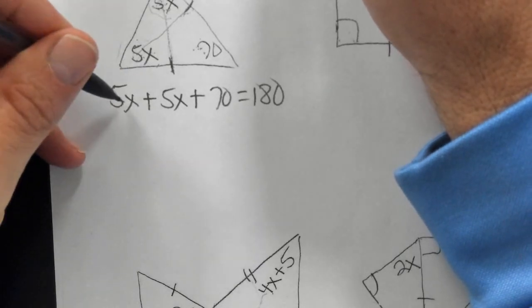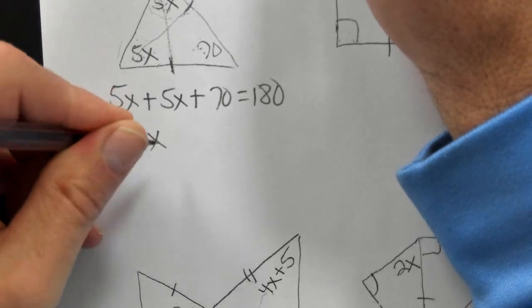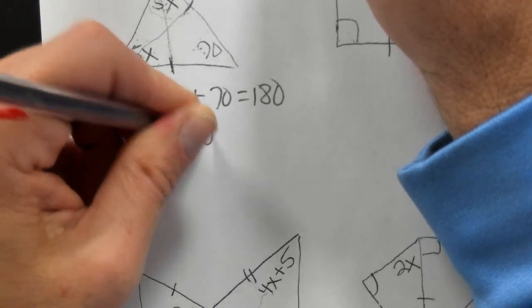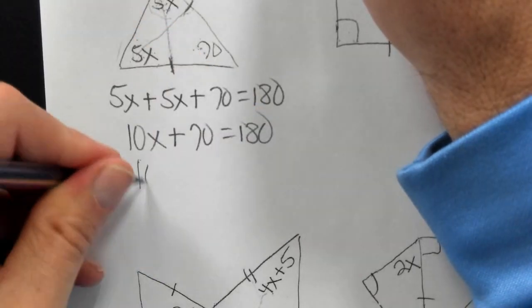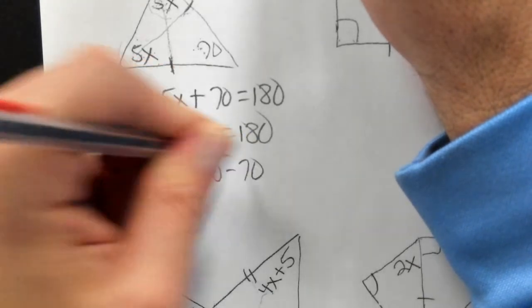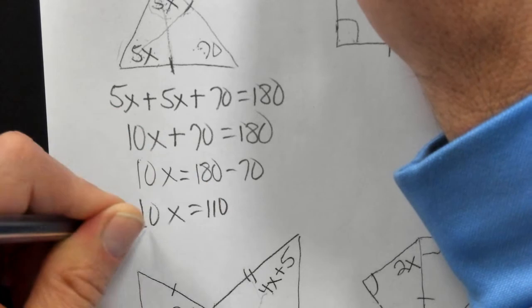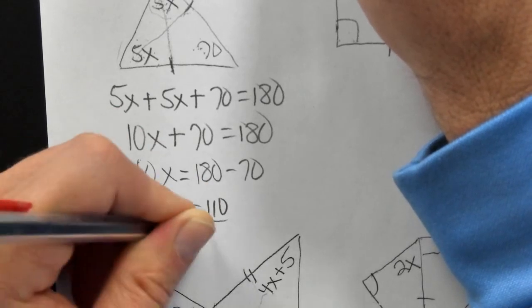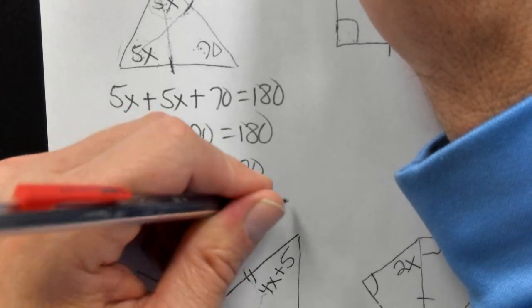All right, so 5x plus 5x is 10x plus 70 equals 180. We can move 70 over. 10x is equal to 180 minus 70. 10x is equal to 110. Let's divide that by 10. And then we will have x is equal to 11, and that's your answer.